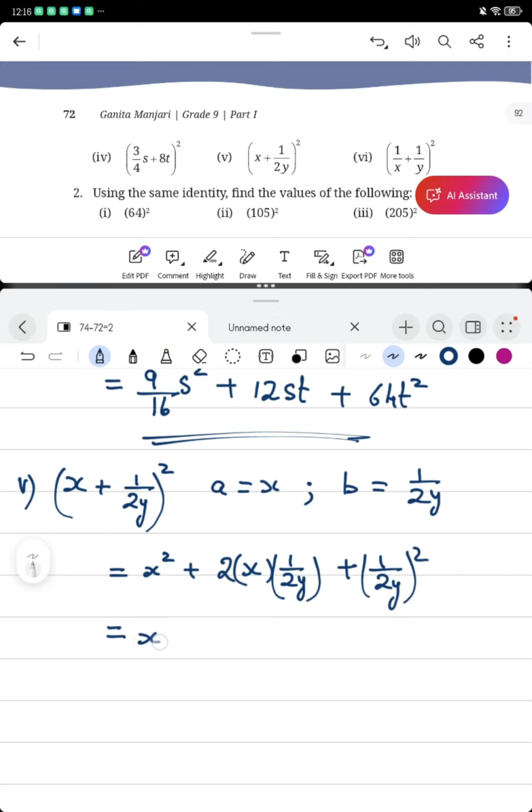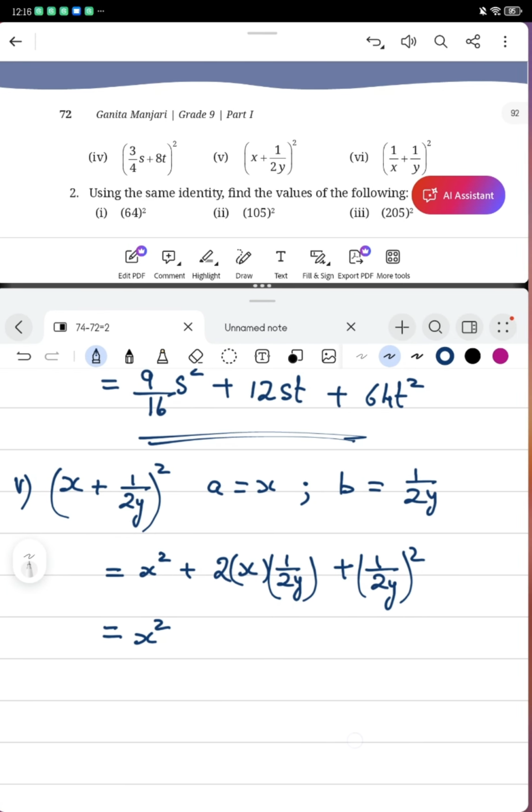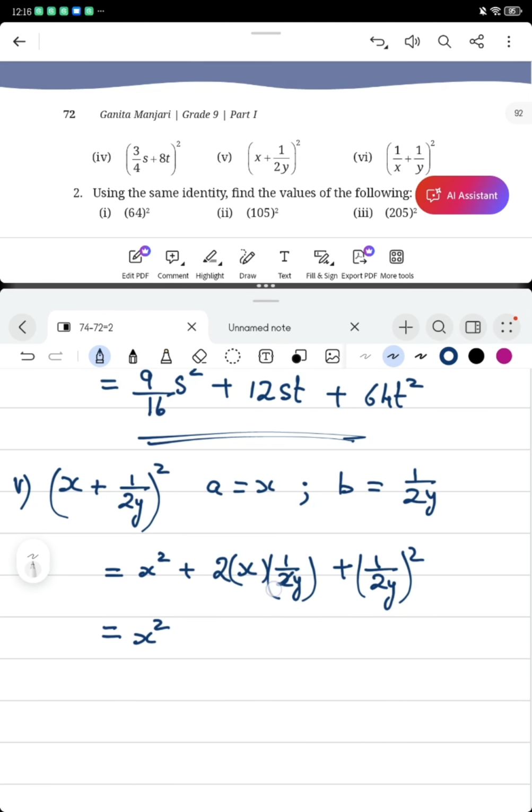So our answer is x square. Now see this denominator, you have a 2 and the numerator there is a 2. So we can cut this. So our numerator becomes x. X multiplied by 1 multiplied by 1, it is going to be x, and denominator is y, plus 1 square is 1 divided by 4y square. So this is our expanded form.